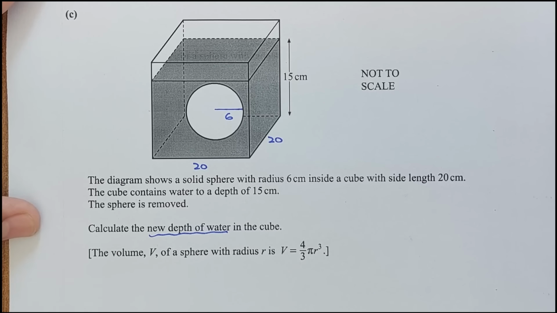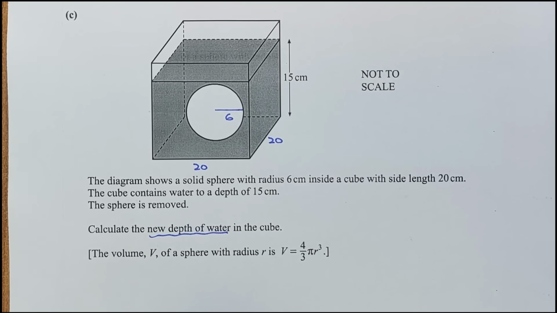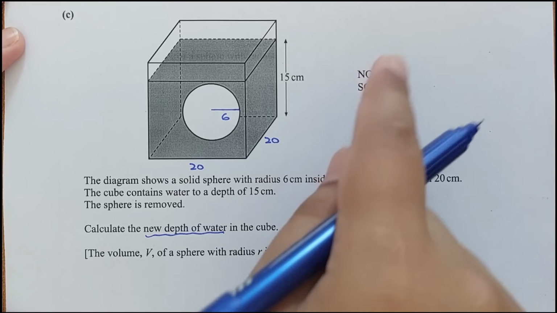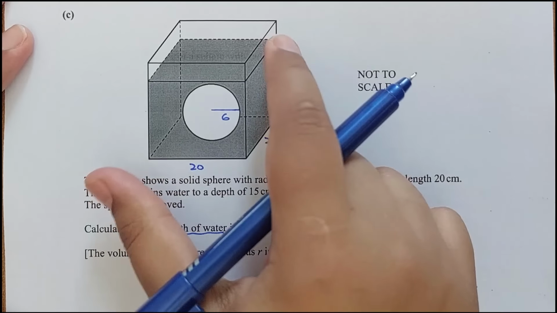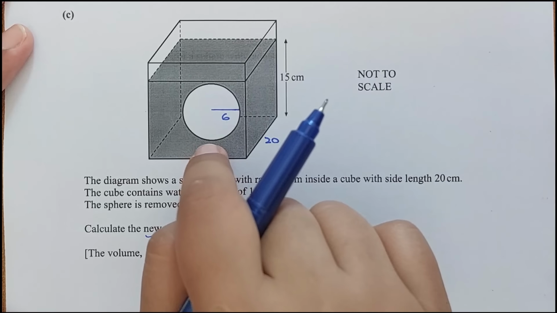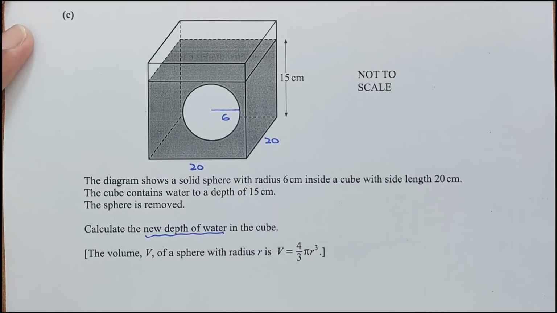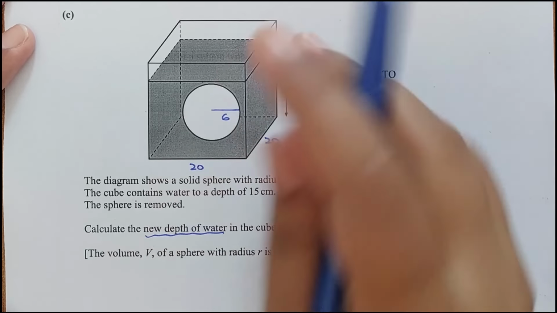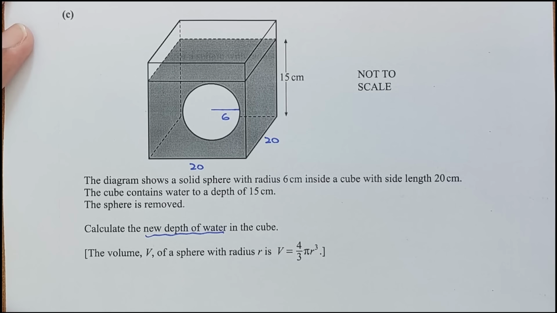If we imagine the situation, we have a box shaped like a cube filled with water, and we place a sphere inside of it. The level or depth of the water increases when we put a ball or sphere in it. When we remove it, the depth of the water decreases, so it should be less than 15.